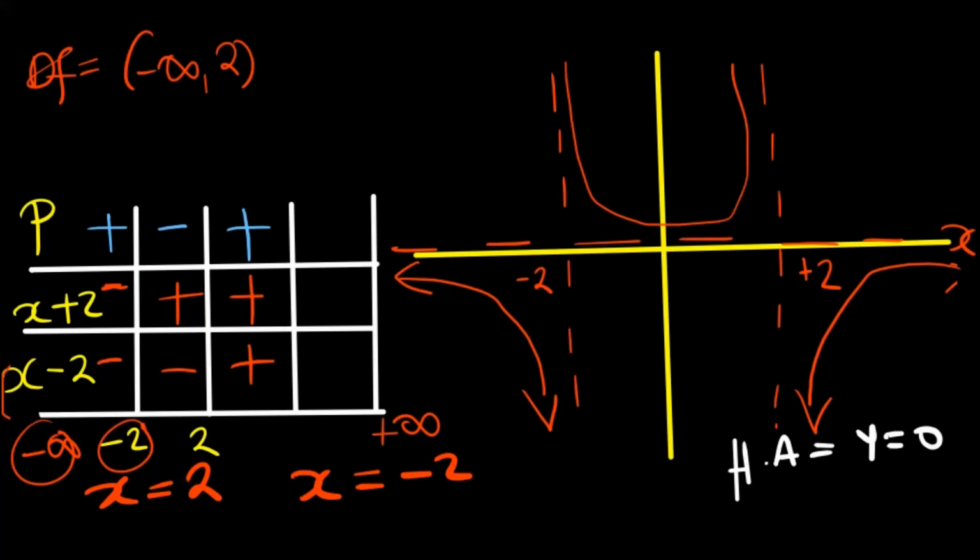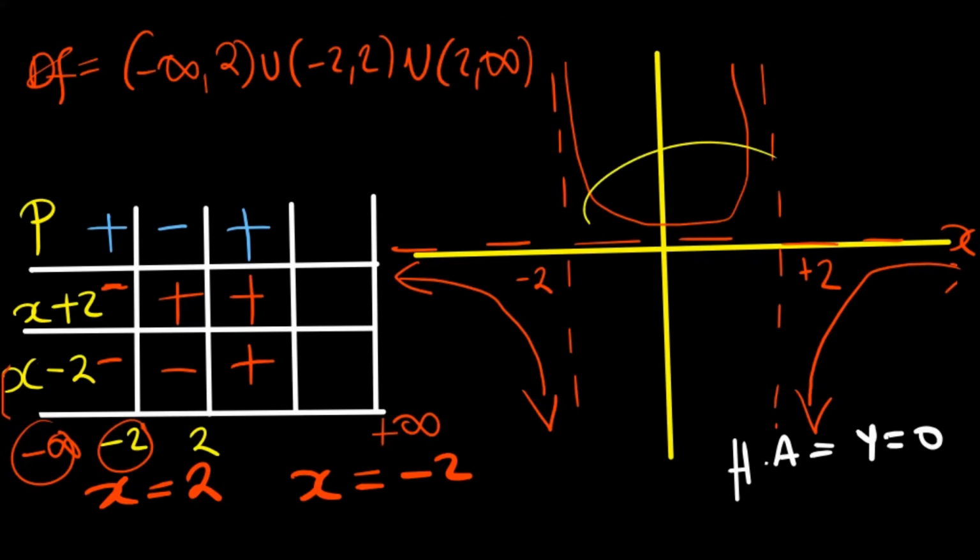Okay, then we're going to say union. We're going to have negative 2 to 2, then we're going to have union again. We're going to have 2 to positive infinity. Okay, basically that.